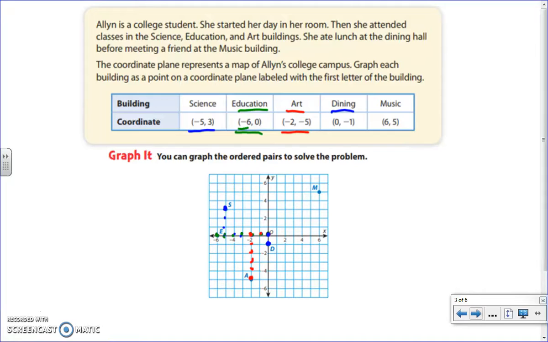And finally, music, 6, 5. That is 6 in the positive direction. So I'm starting here, I'm not counting that as 1. I'm starting here and going 1, 2, 3, 4, 5, 6, and then 5 in the positive direction. I'm not counting this as 1. I'm starting at 0 again and saying 1, 2, 3, 4, 5. You can see they've labeled the music there. Okay, so that's how you graph each of those coordinates.